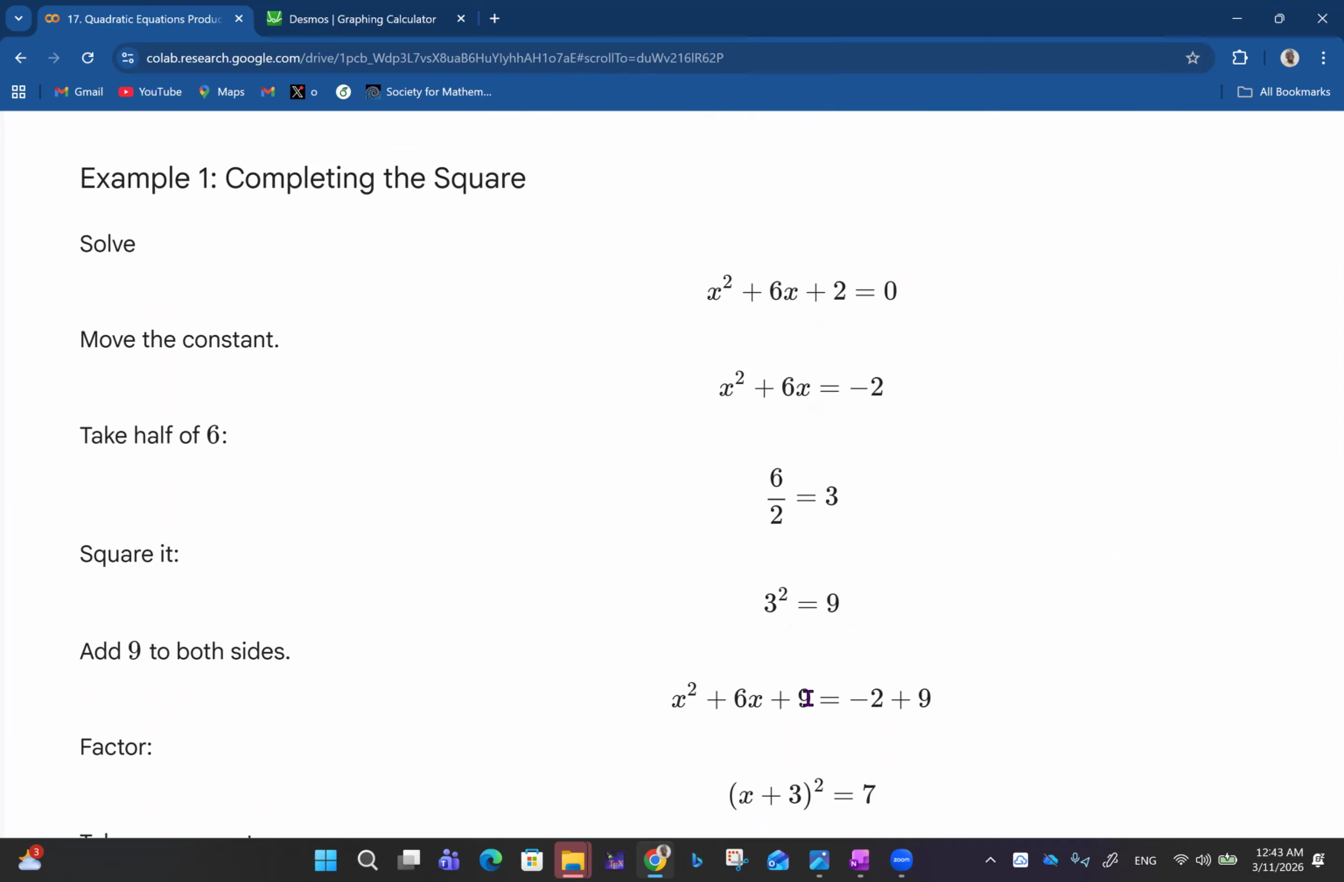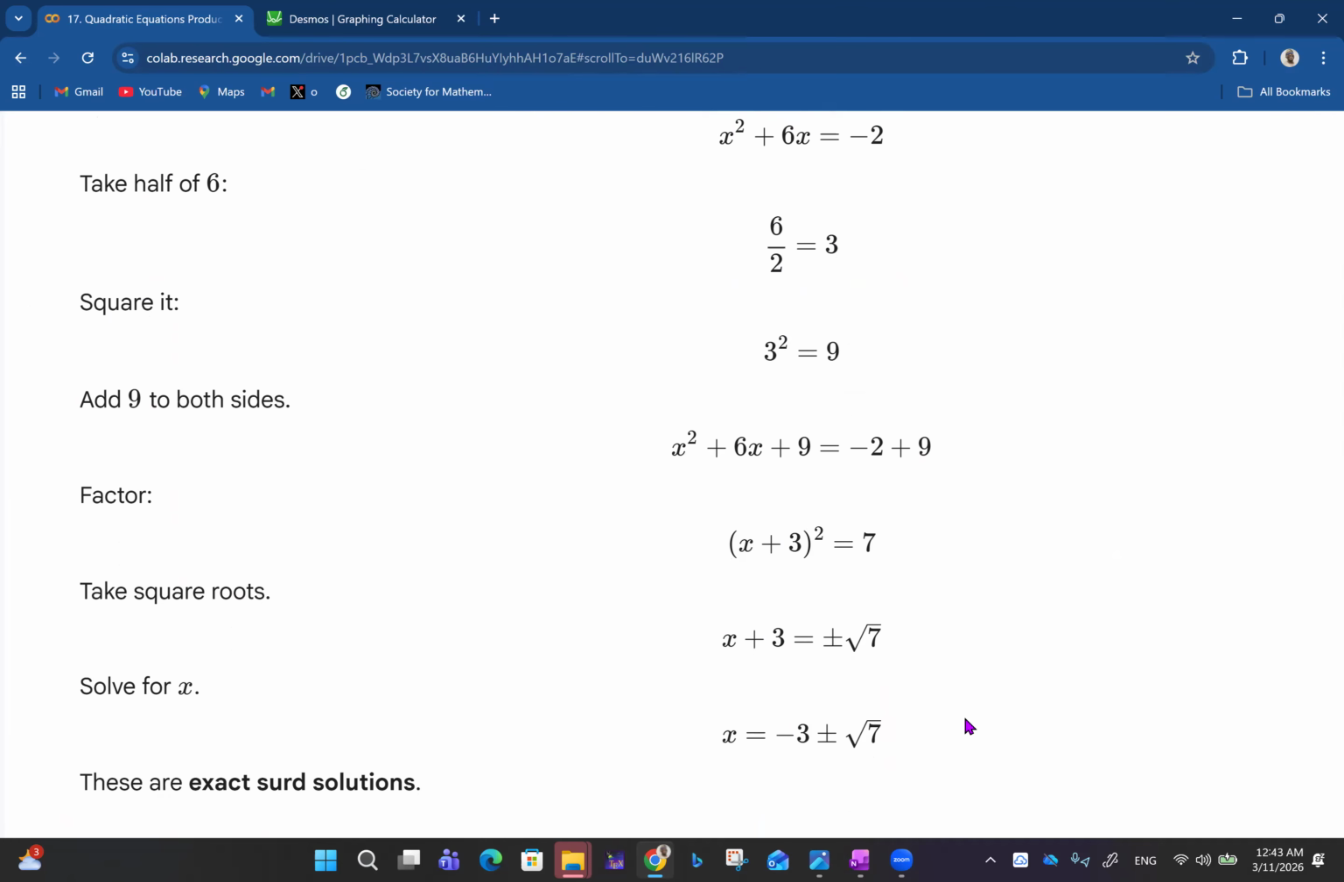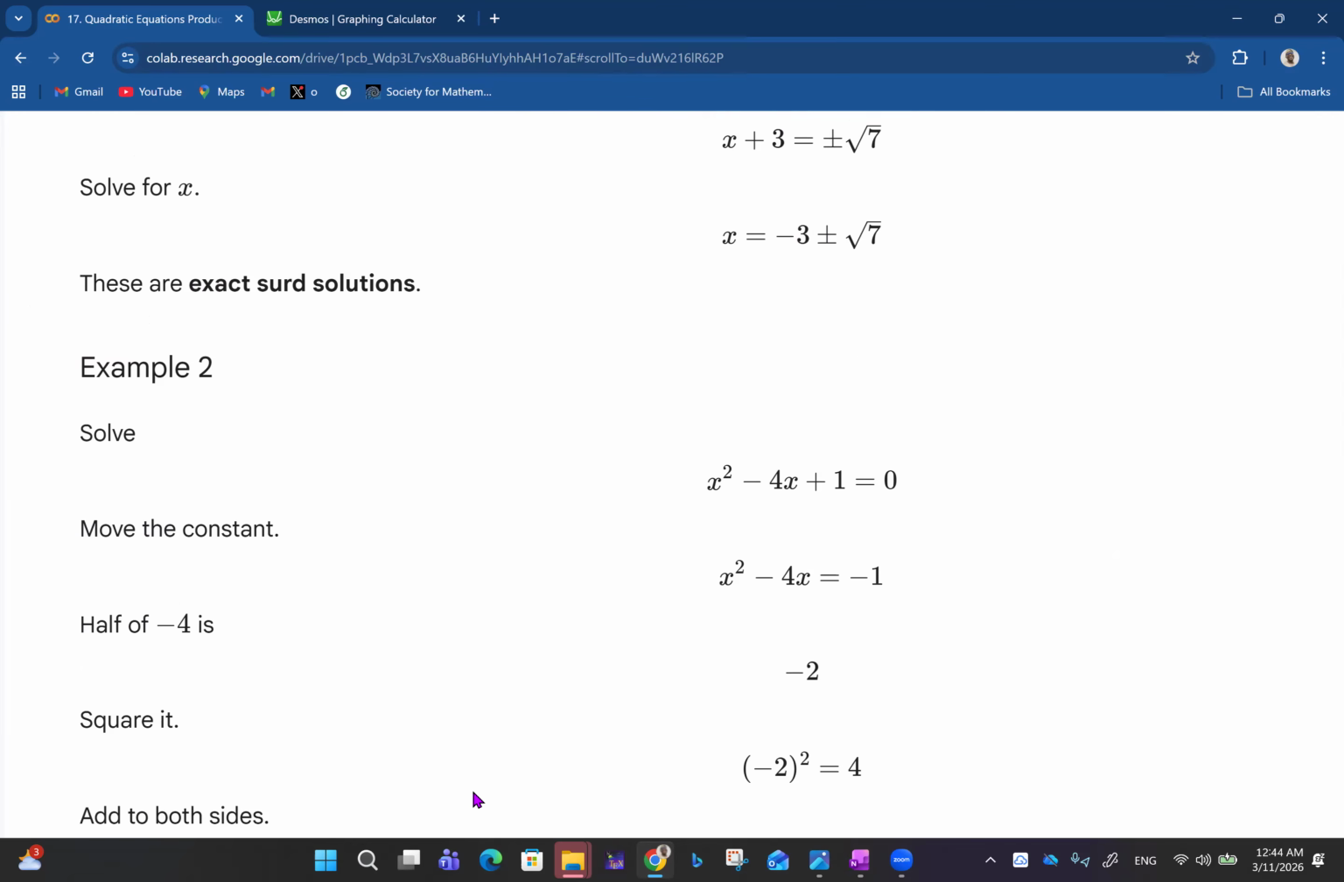You have x squared plus 6x plus 9, then minus 2 plus 9. That means you have x plus 3 raised to power 2, because, just like I said the other time, x squared plus 6x plus 9 is x plus 3 all squared. And then minus 2 plus 9 is 7. Then you can take the square root. So this is now solving, not radical this time around. You take the square root of both sides, and the square root cancels the square. So you have x plus 3 equals plus or minus root 7, and then x is minus 3 plus or minus root 7. These are exact surd solutions in this case using the completing the square method.